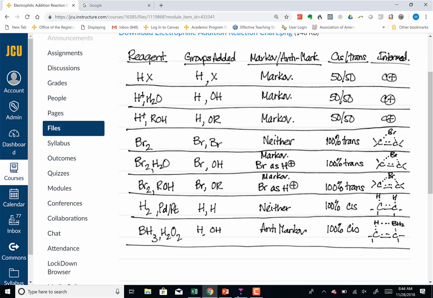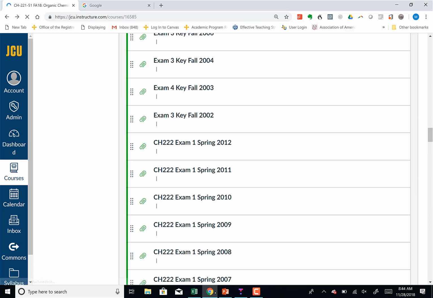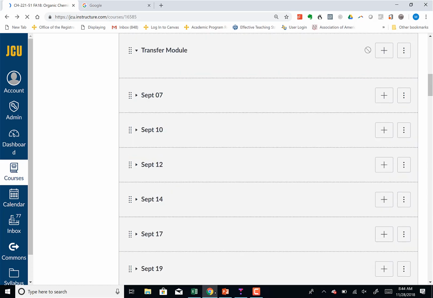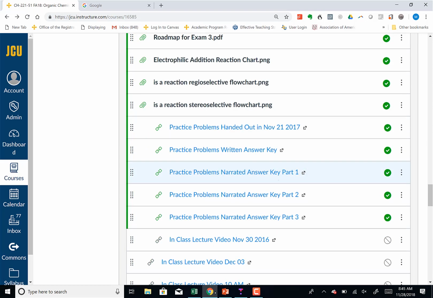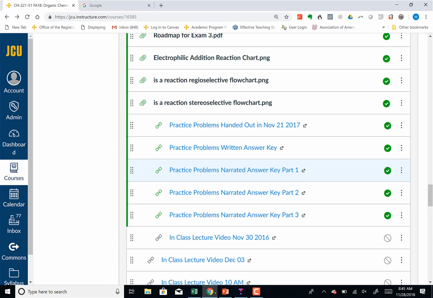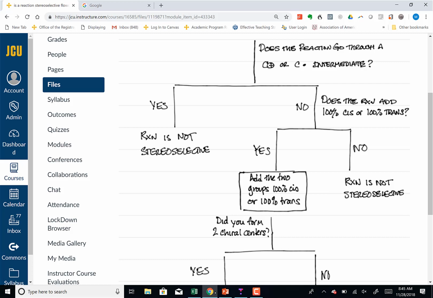So that flow chart is nothing more than trying to say, okay, the big rules that I've given you, just organized in a way that may make sense. And honestly, the more problems you do using that, the more you're going to learn it. So for the stereoselectivity one: does the reaction have a carbocation intermediate? If the answer is yes, then it's automatically going to be 50-50, and there's going to be no selectivity.